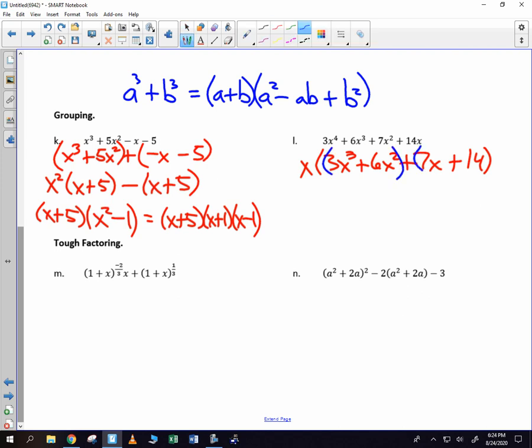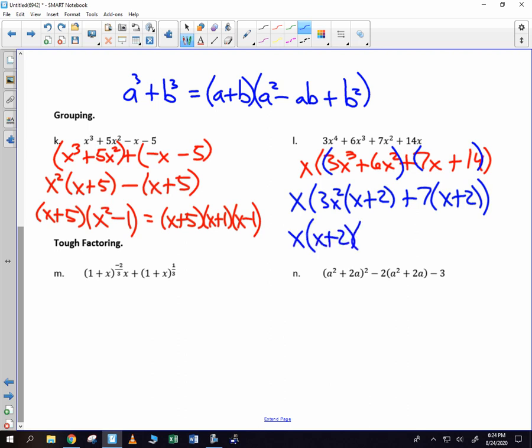From that part, I can take out a 3x squared, so x times 3x squared, and I'm left with x plus 2. And I can take out a 7, x plus 2. Take out the x plus 2, and I'm left with 3x squared plus 7. It is factored.